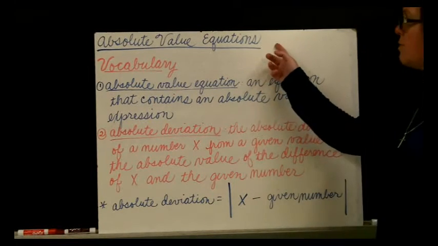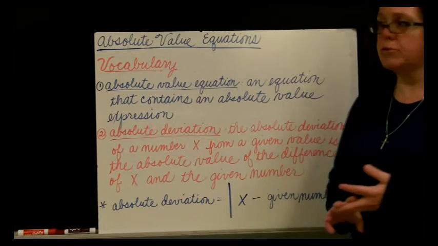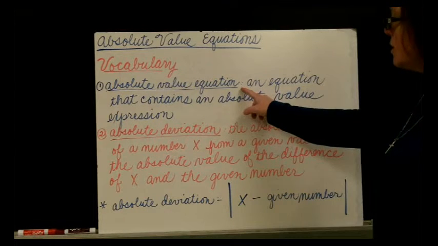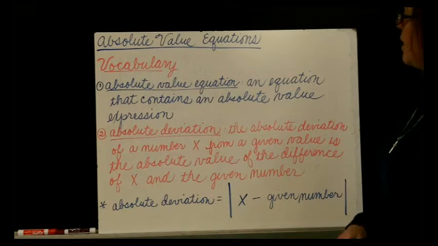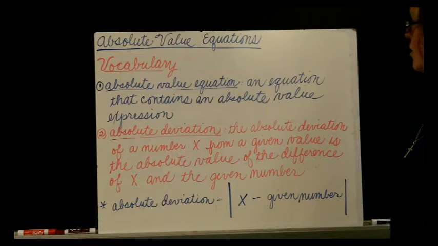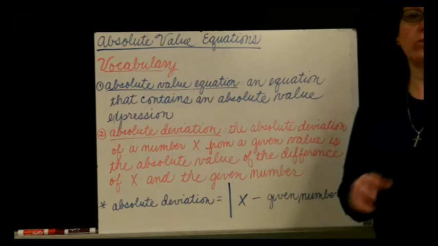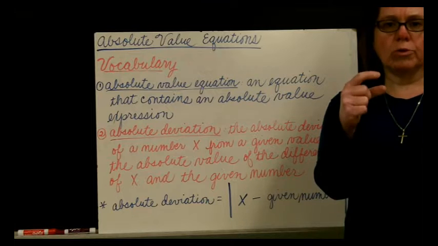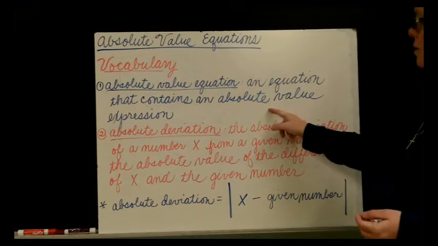Today's lesson is about absolute value equations, and before we go over our 5 examples, I want to go over today's 2 vocabulary terms. The first is absolute value equation. An absolute value equation is an equation that contains an absolute value expression. And just to remind you, an absolute value expression has those 2 straight brackets with a term or a number inside, sometimes an expression.